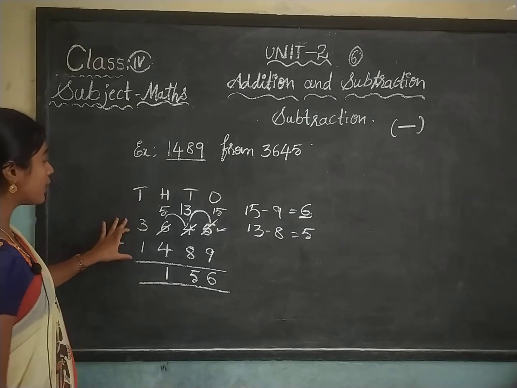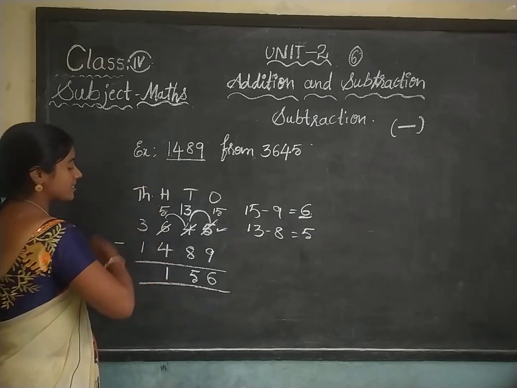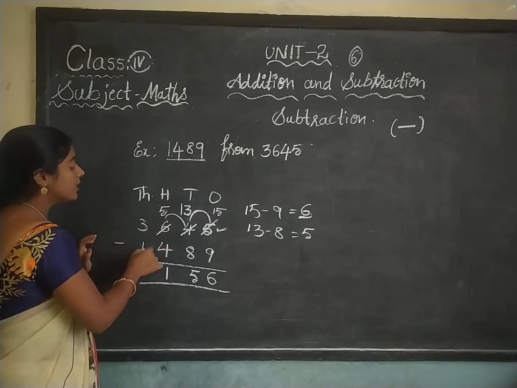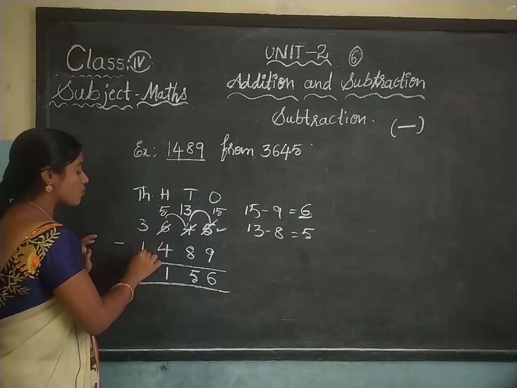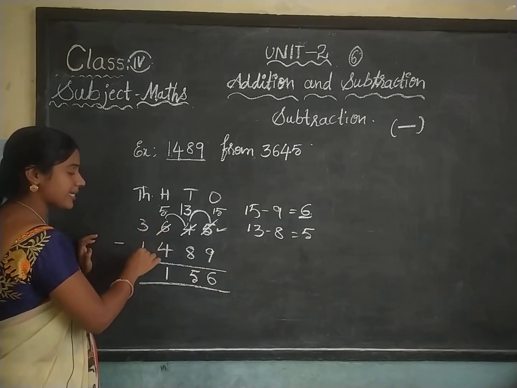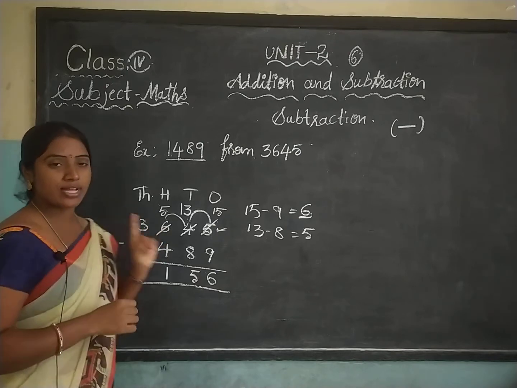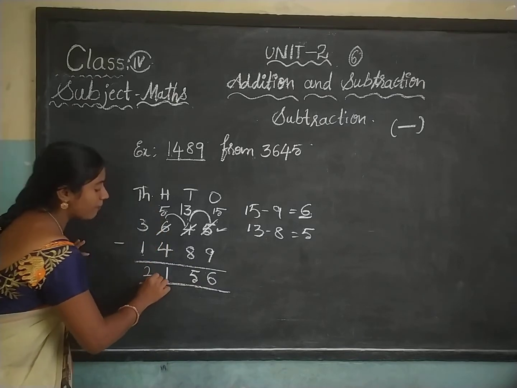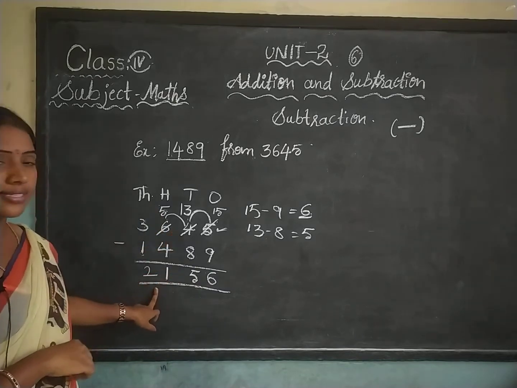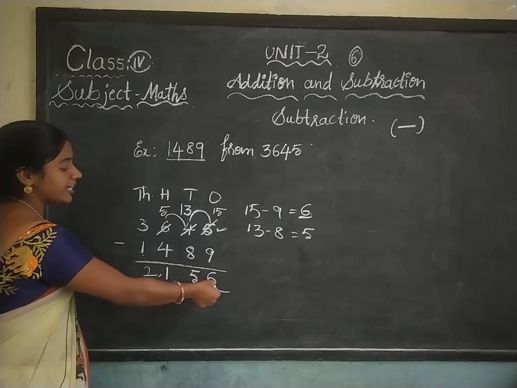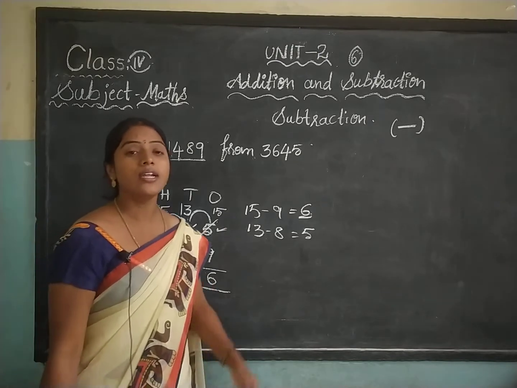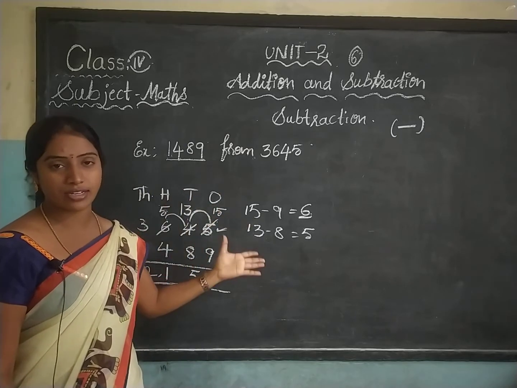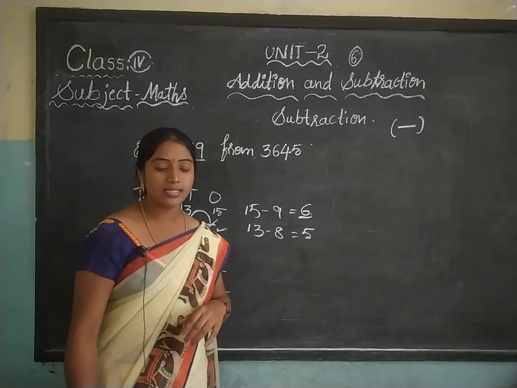Okay, now we go to the thousands place. What are the digits here? 3 minus 1. Here also observe, 3 is a big number, 1 is a small number. So you can directly subtract. 3 minus 1, count 3 before, the number is 2. So you should write 2 in the thousands place. So what is the answer? 2156. In this way you have to do subtraction. Okay children.